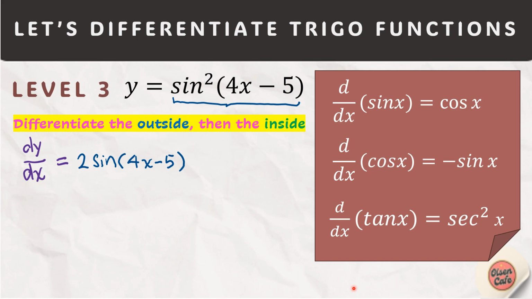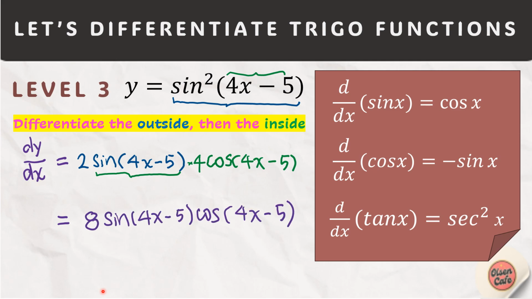Once this is done, I will need to look at sine. If you look at the formula here, if I differentiate sine, I will get cosine. So if I differentiate this function, I will get cosine 4x minus 5. This is still not complete yet, because we will still need to differentiate the inside, which is 4x minus 5. To do that, I will get 4. By putting all these together, I will have 8 sine 4x minus 5 and cosine 4x minus 5.